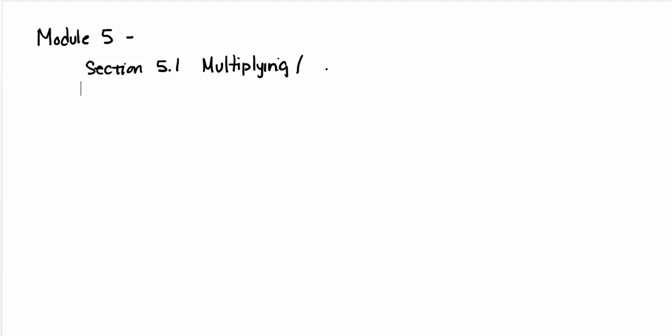Okay, in Module 5, we're going to be talking about exponents. In particular, this corresponds to your ebook, section 5.1. We're talking about multiplying and dividing common bases. So let's go through a little bit about exponents and common bases.